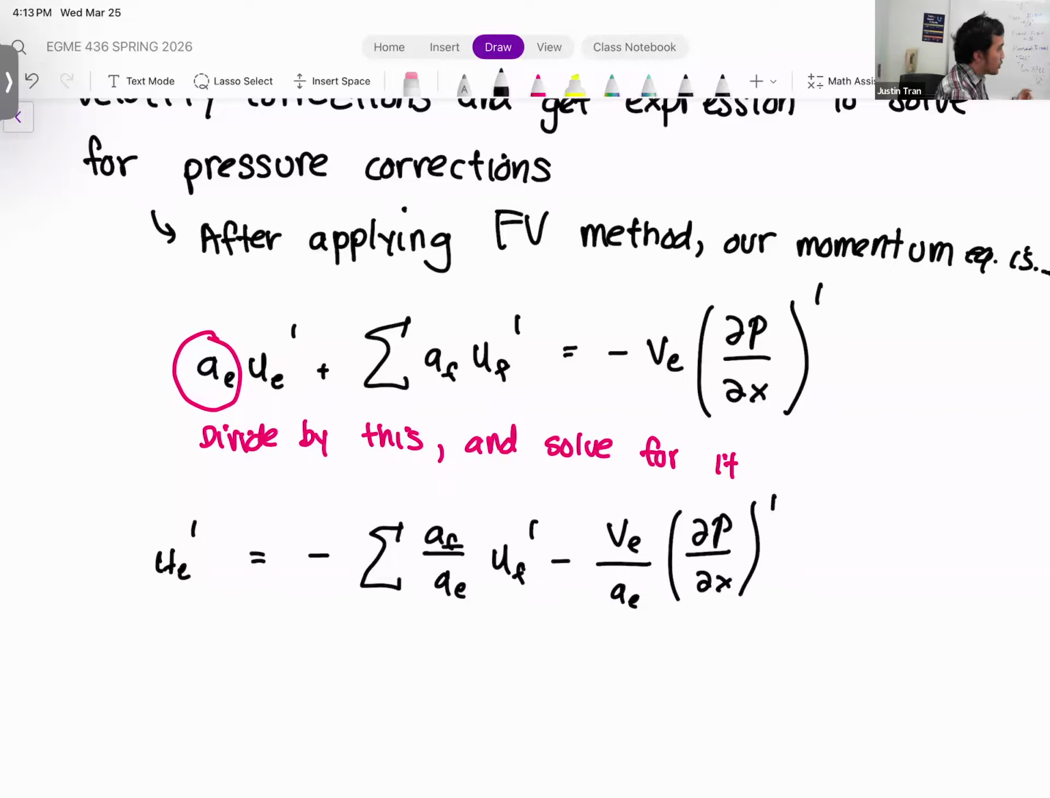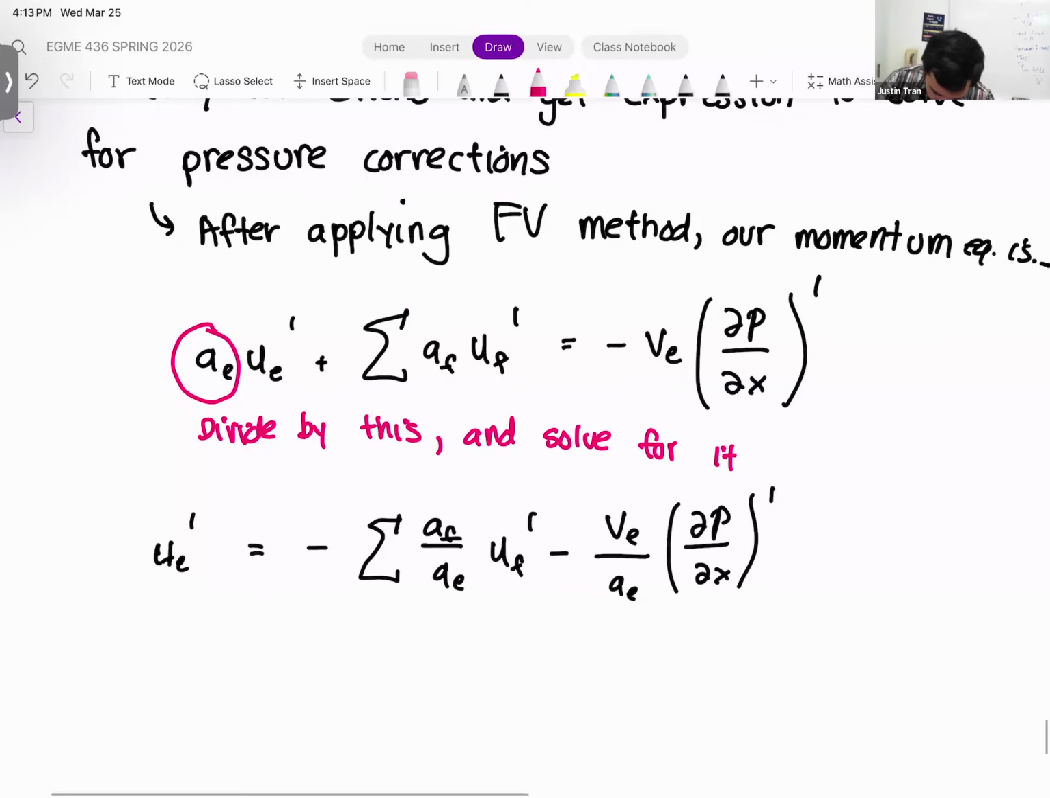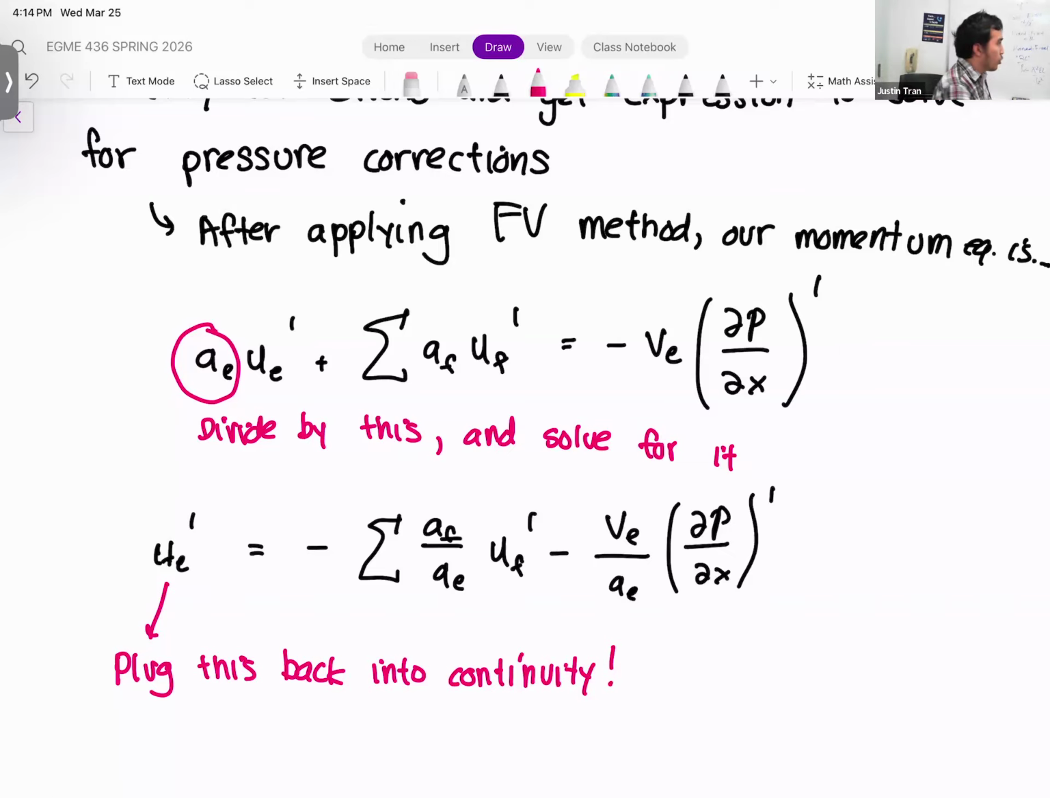What we have from this expression is something that we can plug back into our continuity equation. Remember, the goal of this part is that we want to replace our velocity corrections in the continuity equation and put that in terms of the pressure corrections.